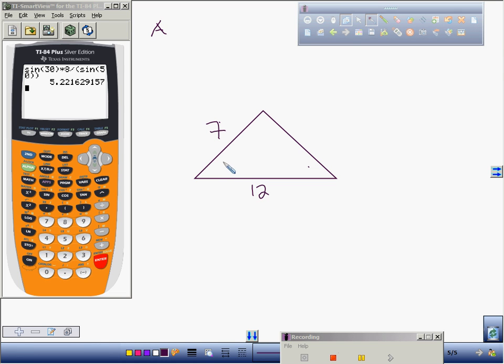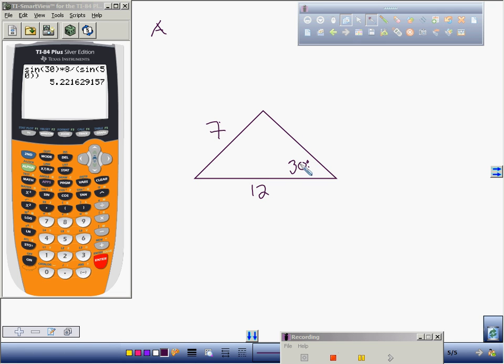Say I know that this angle over here is 30 degrees, and I want to find this side over here. No, I don't. Sorry. Say I know this angle is 30 degrees, and I want to find the other two angles, and eventually the other side.